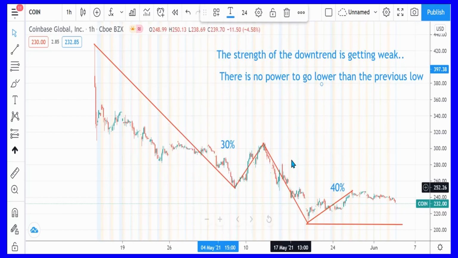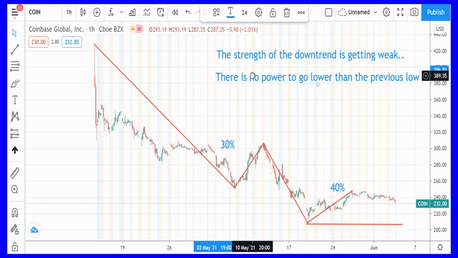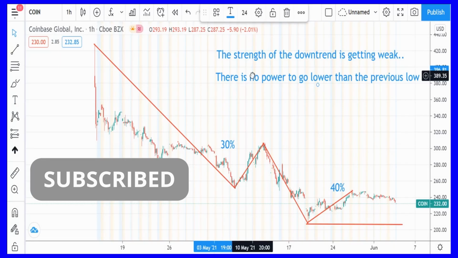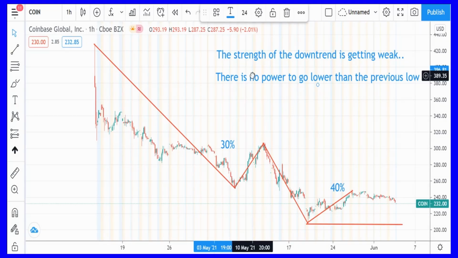Okay, let's confirm that. We have two conclusions here. Using these two conclusions, we can say that this downtrend has already gone weak. So the next thing it can do is go sideways or go up. There are only two possibilities. For it to go lower is a very, very low probability, a very low chance. That is what we can see from these two analyses.